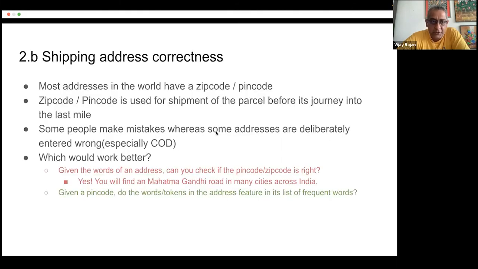And here is a project. Again, this was not completely implemented, but I'm asking the audience how would you go about solving this problem. So most addresses in the world have a zip code or pin code, at least that I know of. In some form, there's a zip code or pin code. And the zip code or pin code is used for shipment of a parcel on its journey to the last mile. So from the warehouse or from the seller all the way to the last mile, there is a pin code or zip code involved.